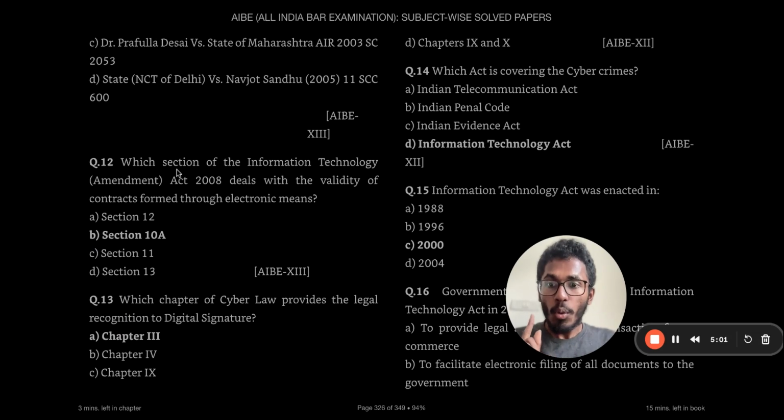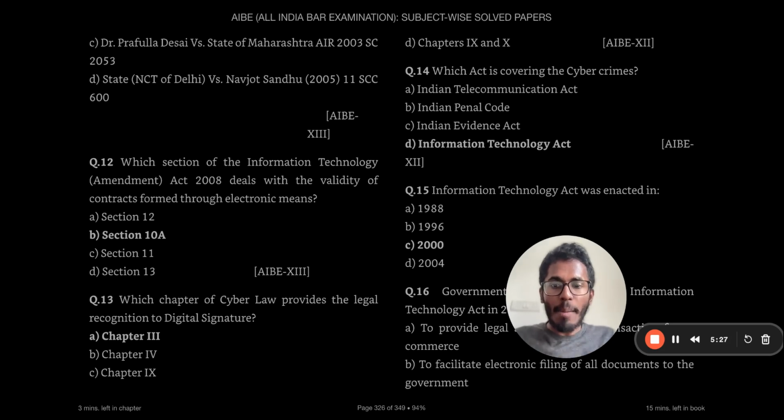The 12th question is about which section of the Information Technology Act 2008 deals with the validity of contracts formed through electronic means. So very simple. When such a question is given, go to your bare act, look at the index page. I want you to do something very important: go to the index page and check clearly for the validity of contracts. If you observe, 10A is clearly mentioned as validity of contracts. Just make sure that you write it down.